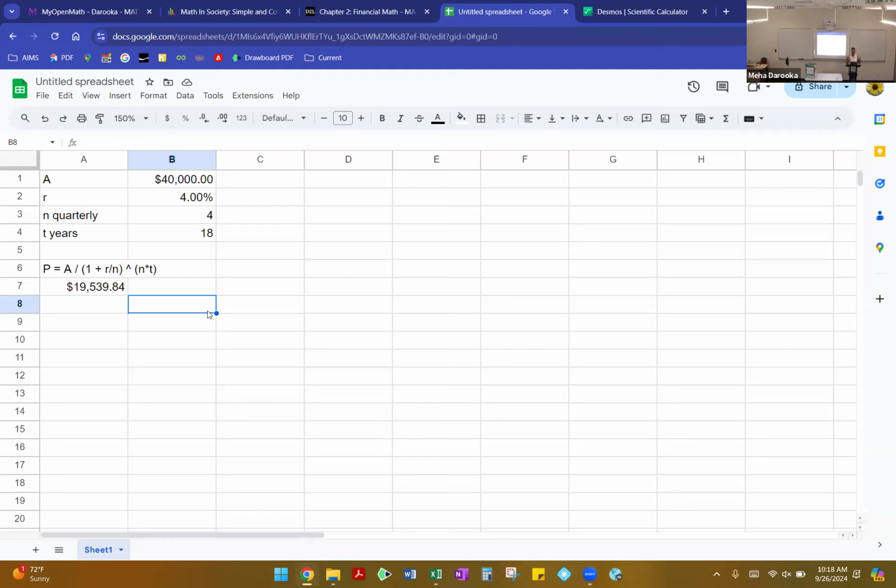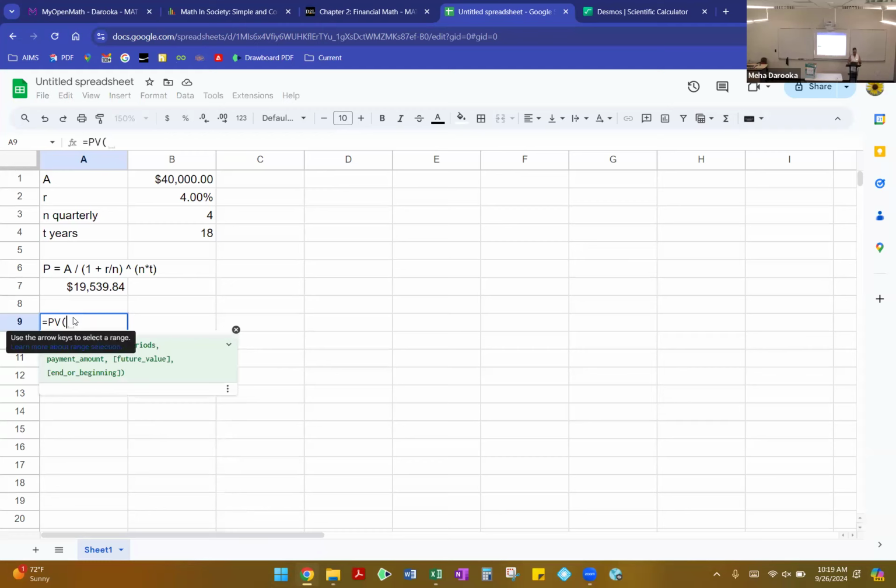Okay, so far? Raven on Zoom, are you okay with that example? Yeah, all right, so now let's see the built-in PV function. Same thing, start with equal to, and then we'll do PV for present value. And then here, you will see they're giving us the rate, number of periods, payment amount, future value.